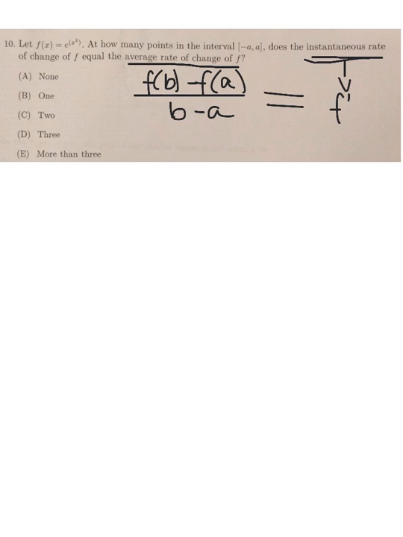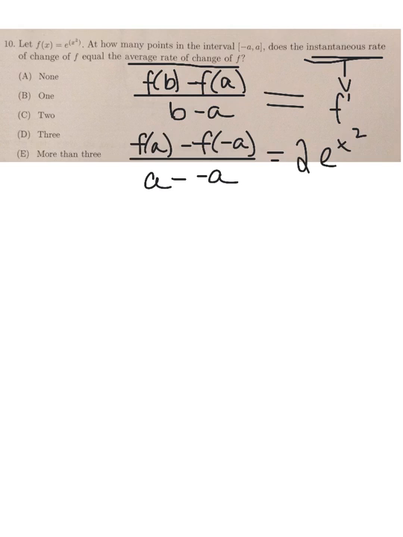Okay, so let's see. We have an interval from negative a to a. So it would be f of a minus f of negative a over a minus negative a, equals, and then I'm going to take the derivative. Now remember, the derivative of e to the u is e to the u du. So that would be e to the x squared times, and I'm going to stick a 2x right in front there.